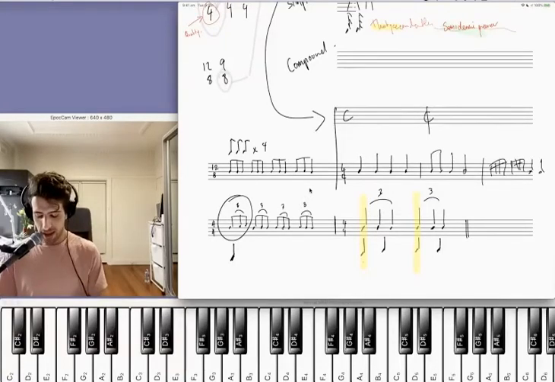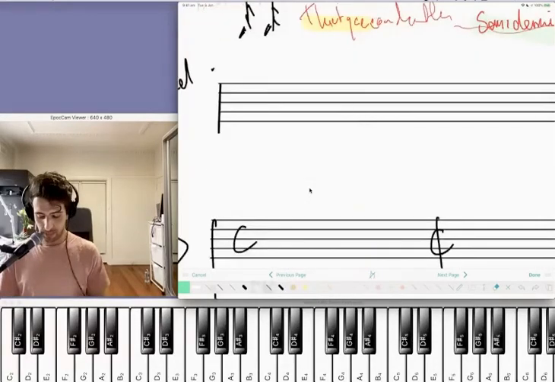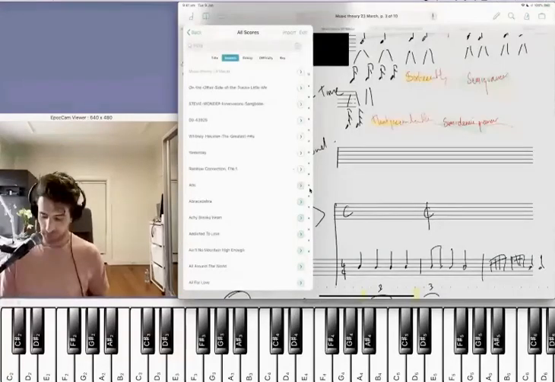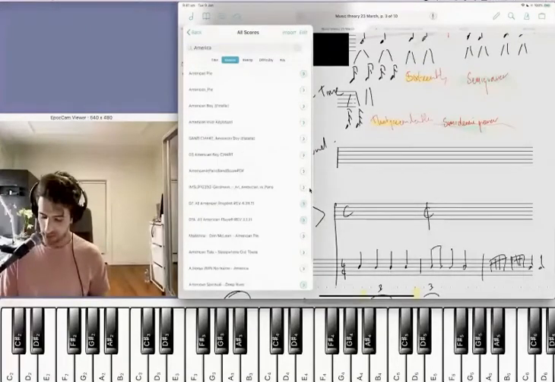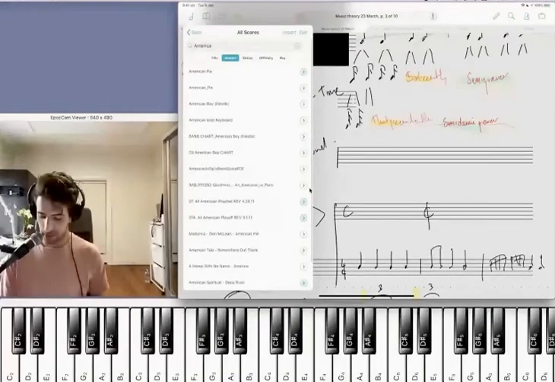Totally. It just sounds like the start of America from West Side Story. Puerto Rico. American Pie, American Idiot. Actually, you know what? West Side Story would have so many.